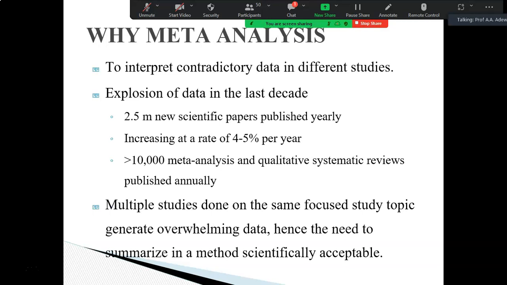Why do we need meta-analysis? Sometimes we have contradiction in different studies, contradictory results, okay? And multiple studies done on the same focus study topic will generate overwhelming data and the need to summarize in a method that is scientifically acceptable. Next slide.